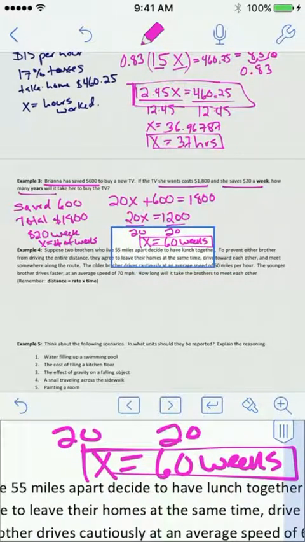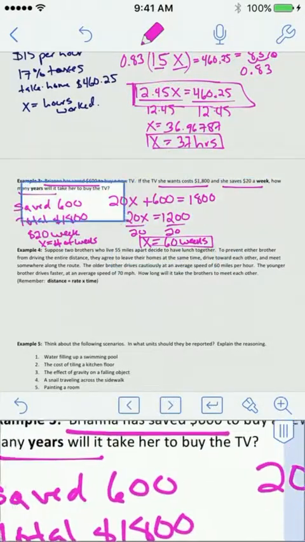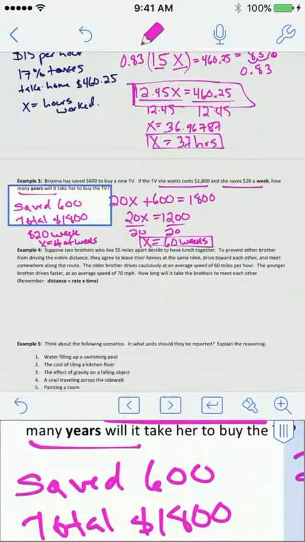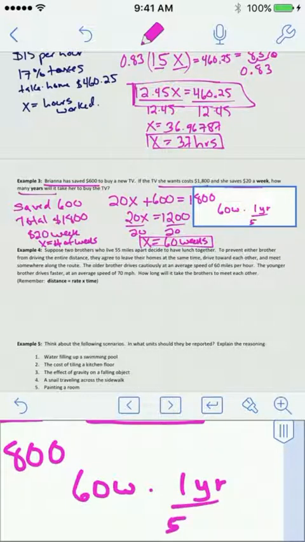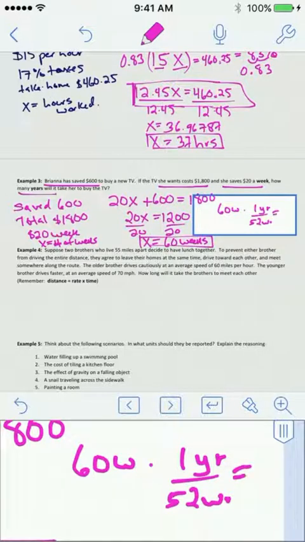Now we need to actually answer the question. So let's make sure we translate back correctly. It says, how many years will it take her to buy the TV? Ooh, good thing we double checked, because they didn't want the answer in weeks. They wanted it in years. So how many weeks in a year? Well, there's 52. So we have 60 weeks times 1 year over 52 weeks. Looks like we're going to be dividing 60 by 52.